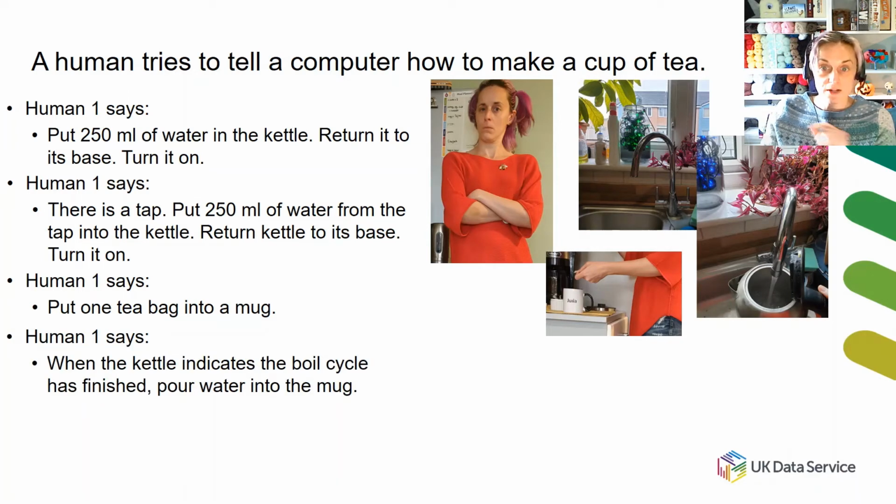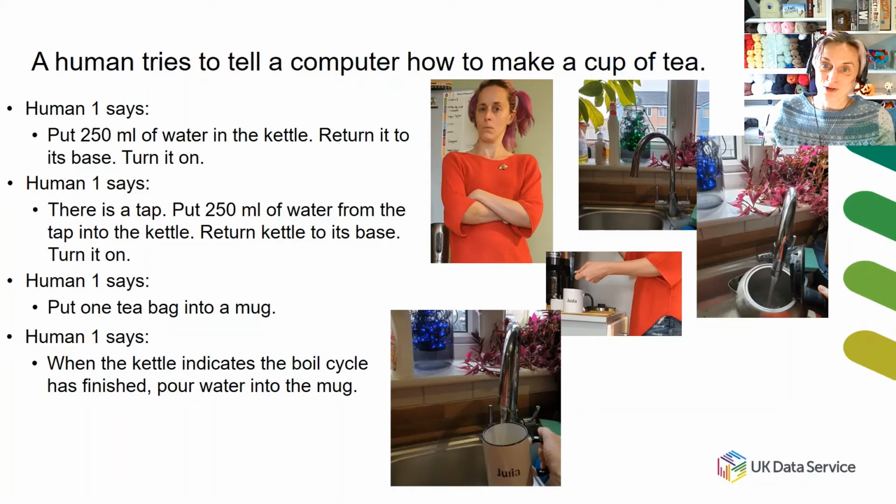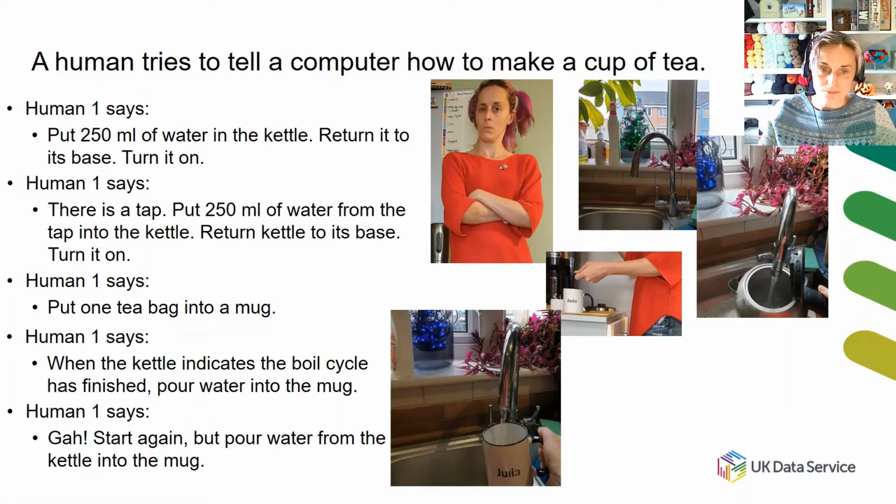Human says when the kettle indicates the boil cycle has finished, pour the water into the mug. But the computer pours water from the tap into the mug, because as far as the computer knows, we defined water as coming from the tap. It doesn't understand the sort of logical inference that we mean the water from the kettle. Computers don't know. They don't have inference. So the human by this time is super annoyed. It thinks, this is not worth my time. I do not need this.